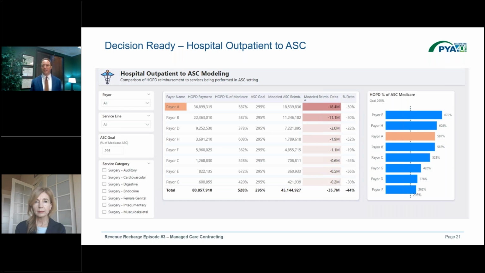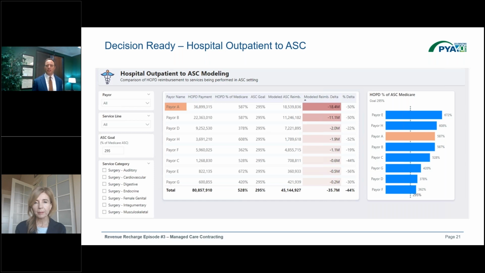What we found, and this varies by service and payer, the range of the disparity between reimbursement in each setting spanned as much as from 20 to even 50%. So worst case scenario, you're losing half of the dollars when you shift specific procedures based on the existing payer agreements to an ASC setting.